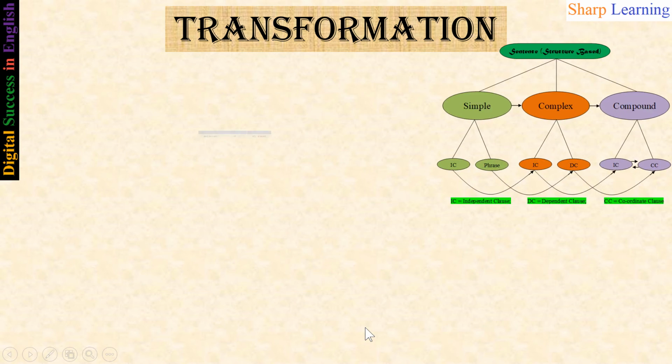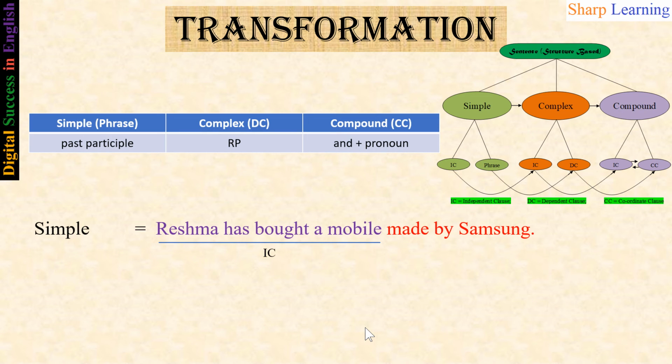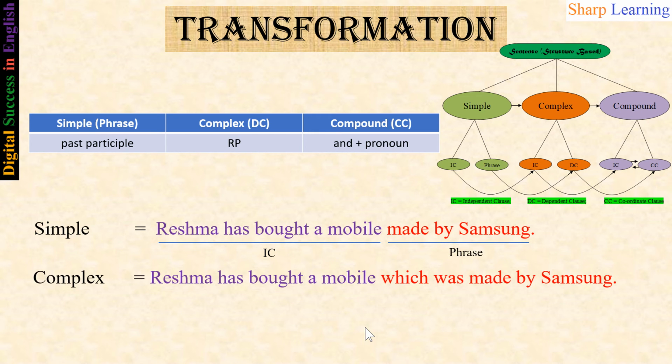Okay, proceed. Rishma has bought a mobile made by Samsung. "Rishma has bought a mobile" is the IC. "Made by Samsung" is a phrase. How can I make it complex? IC will be IC and the phrase will be DC. See here, the IC has been unchanged, but the phrase has been transferred into a DC. "Made by Samsung" was a phrase because in this part there is no subject, there is no predicate. But in the DC we have used a subject and predicate, which acts in two ways, conjunction plus subject. So from the phrase we have made a DC, that means using IC and DC we have made a complex sentence.